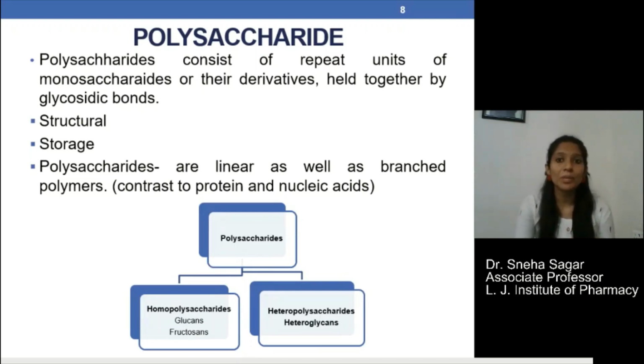They are named based on the nature of the monosaccharide unit. Thus, glucans are polymers of glucose, whereas fructosans are polymers of fructose. Next are heteropolysaccharides. Heteropolysaccharides on hydrolysis yield a mixture of a few monosaccharides or their derivatives.